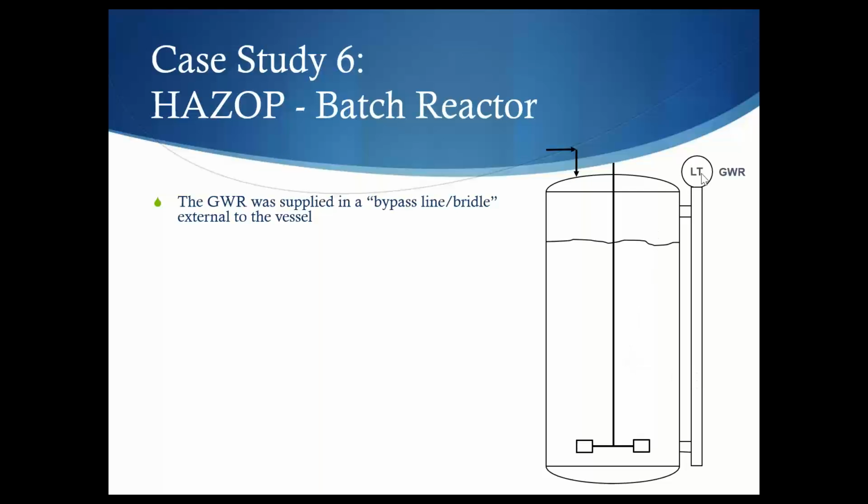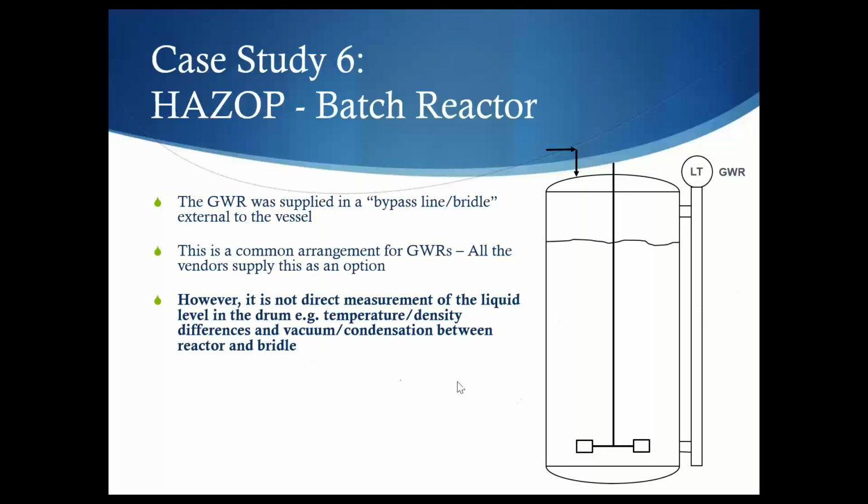What they actually got was a guided wave radar, but it had been put into a bridle bypass line on the outside of the vessel rather than within the vessel. So the problem they then had was blockages, top and bottom, like we said before, condensation, and all these other things happening that could cause the level to give them spurious readings. So it's not direct level, and as we said, there are temperature and density changes, and they can get condensation going on as well.